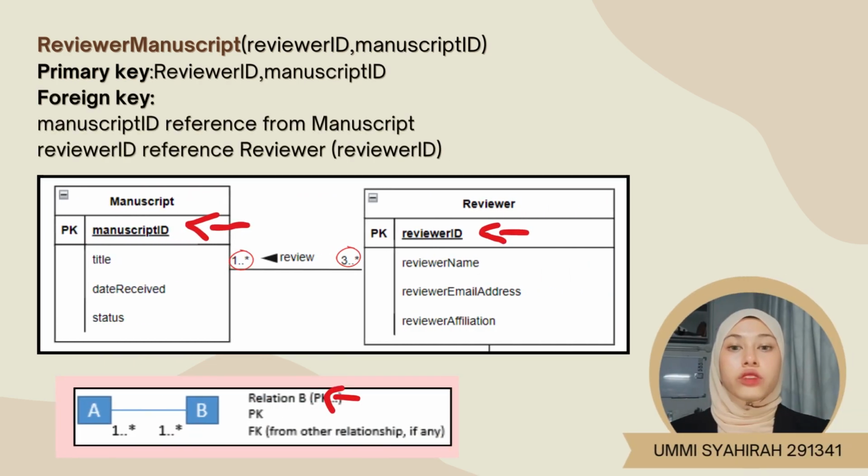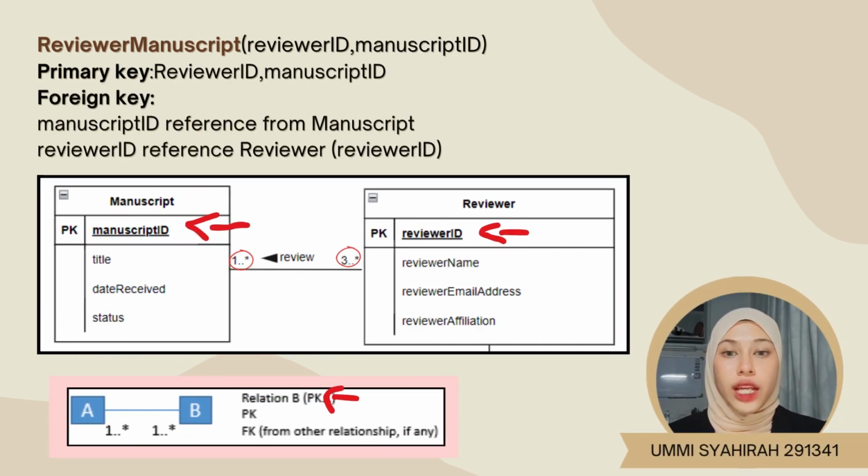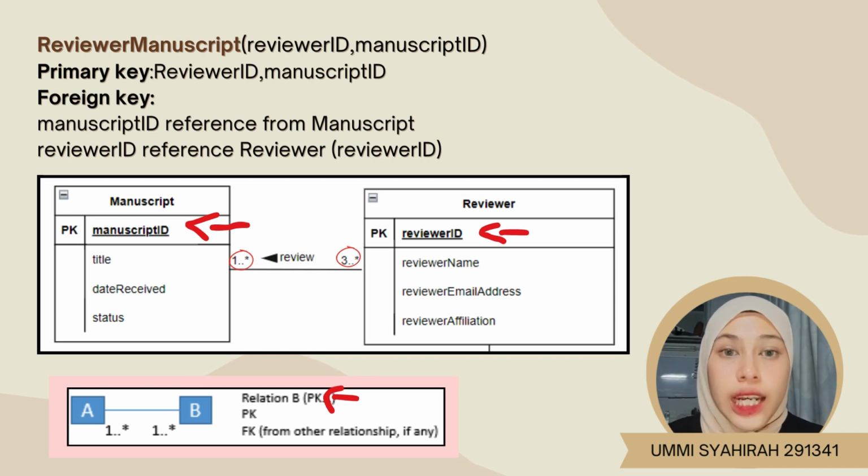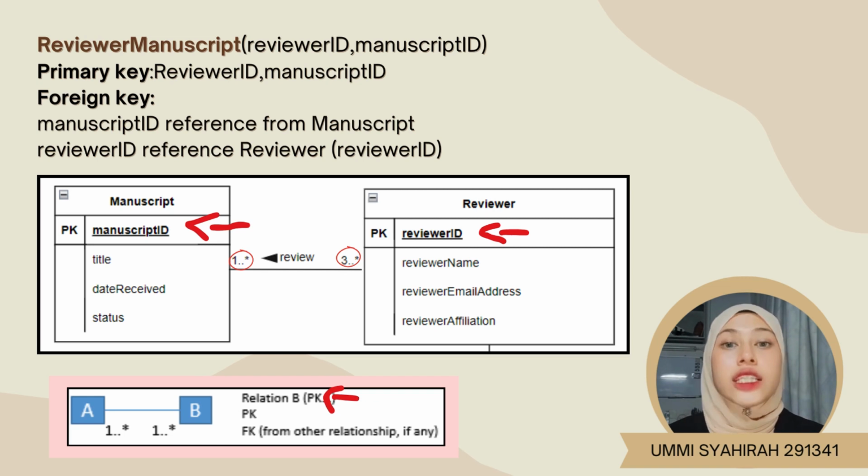The reviewer manuscript relational model streamlines the connection between reviewers and manuscript in database. In the reviewer manuscript table, the composite primary key of reviewer ID and manuscript ID ensures a unique record identification. Two foreign keys link to the manuscript and reviewers table, maintaining referential integrity. The relational model describes the indicative of a many-to-many relationship between two entities, which is reviewers and manuscript.